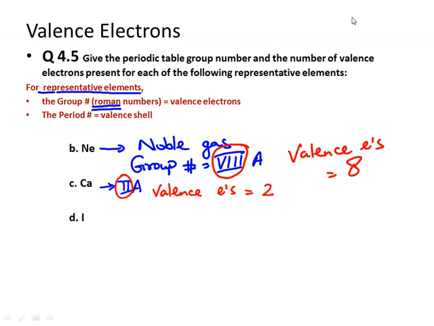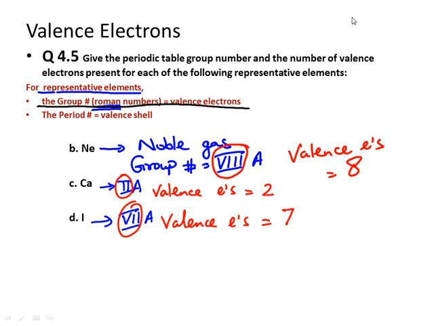Iodine is a halogen, and it exists in group 7A, and hence the number of valence electrons for iodine will be 7. So the key thing to remember in this is that the number of valence electrons equals the group number for the representative elements.